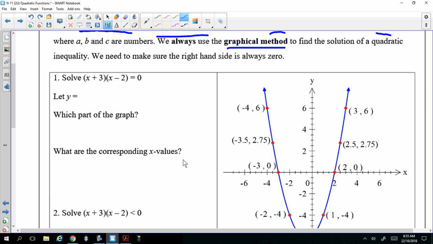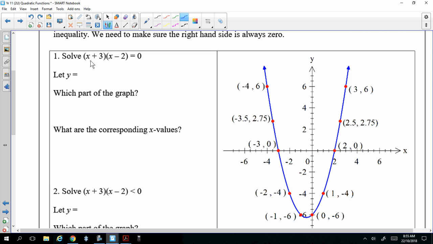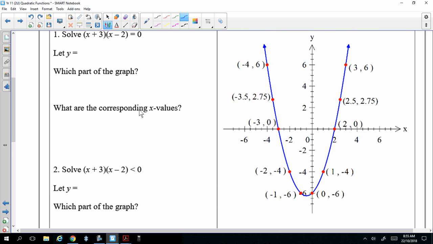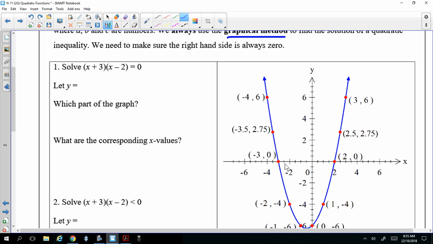Now let's look at this. We're going to go through these procedures. We're going to solve (x + 3)(x - 2) = 0. We're going to solve one inequality, two inequality, and one equation using this graph. So this graph is (x + 3)(x - 2). This graph has been drawn on the right. It's already drawn there for you.